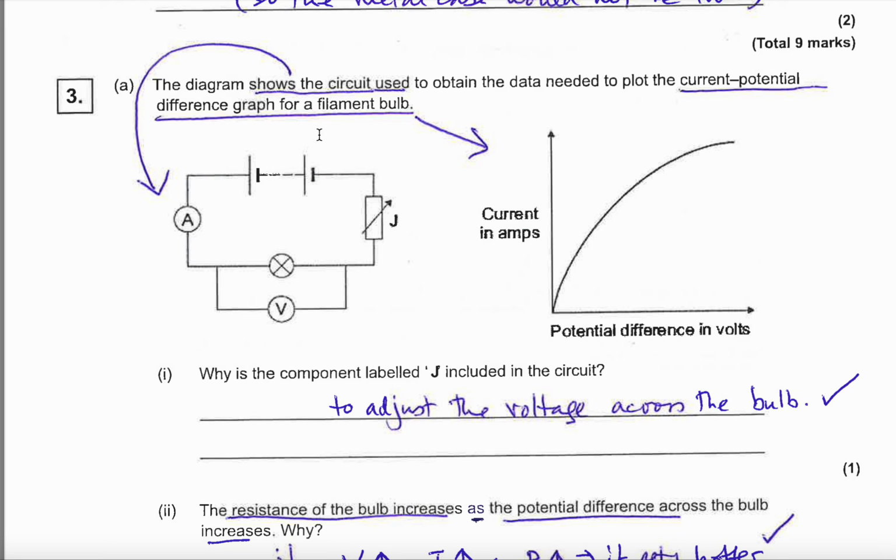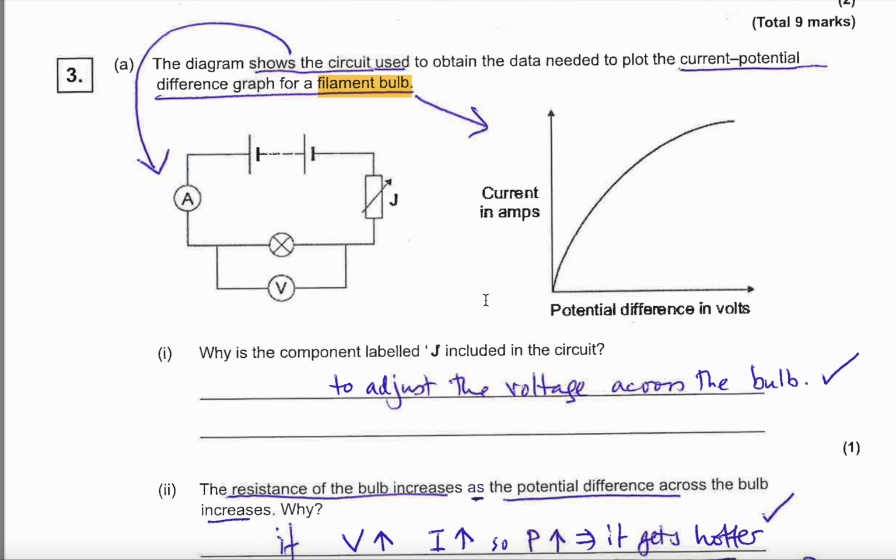Okay, the next question is an experiment on varying the voltage of this battery using this variable resistor in series with a filament bulb. I always do this experiment with students and I make them plot the graph, so they should be familiar with this. The potential difference usually goes on the x-axis and the current, which is the dependent variable, goes on the y-axis.